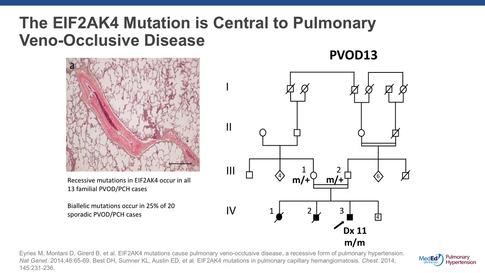These are some new data on the EIF2AK4 mutation, which is central to pulmonary veno-occlusive disease. This is a family that has been identified again by the French group that has pulmonary veno-occlusive disease. And they found biallelic mutations in 25% of the 20 sporadic patients with PVOD or PCH as well, which really, I think, has led to some changes in practice. When we clinically suspect pulmonary veno-occlusive disease or PCH now, we do this genetic marker, and if it's positive, then we feel that that diagnosis is quite likely.